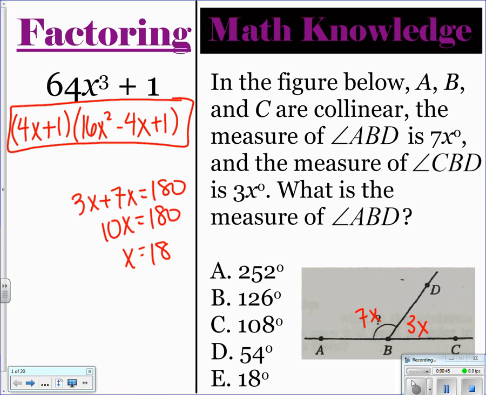And it asks for the angle ABD, which they told us was 7x. So 7 times 18 equals 126, which is your B. So that would be the answer for your math knowledge question.